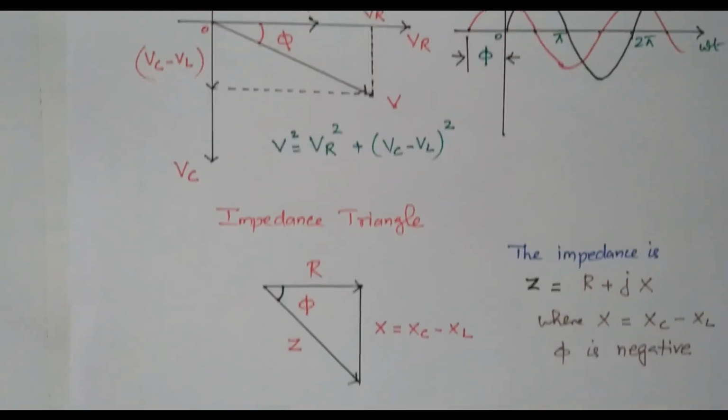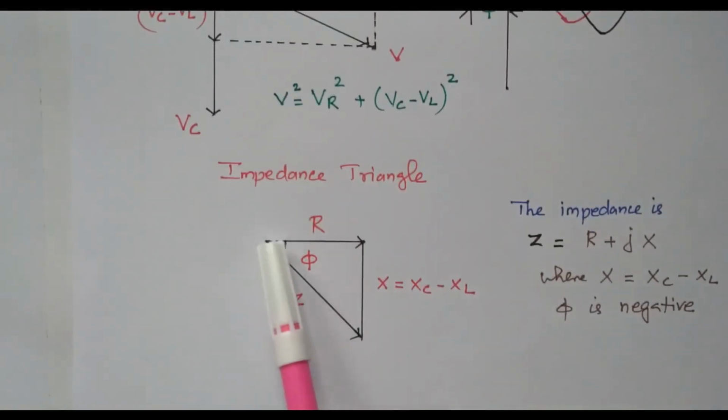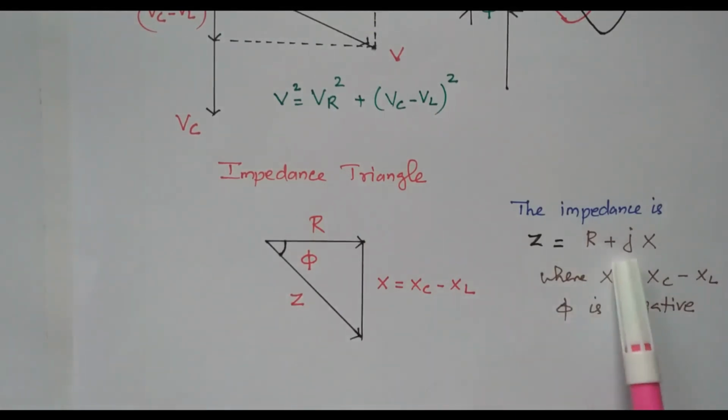Now we'll go to the impedance triangle. This is the resistance. Because voltage is lagging, it is drawn downward. This is nothing but XC minus XL, because XC is more and XL is less. The vector sum of these two is the impedance, R plus jX. So the X is nothing but XC minus XL. So the phi is also negative.